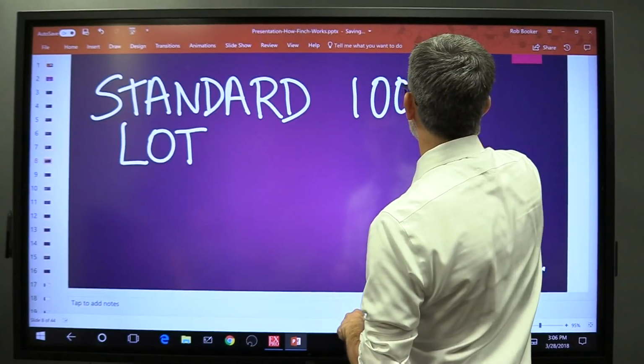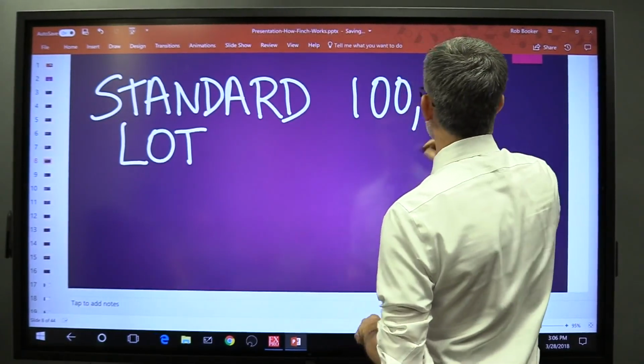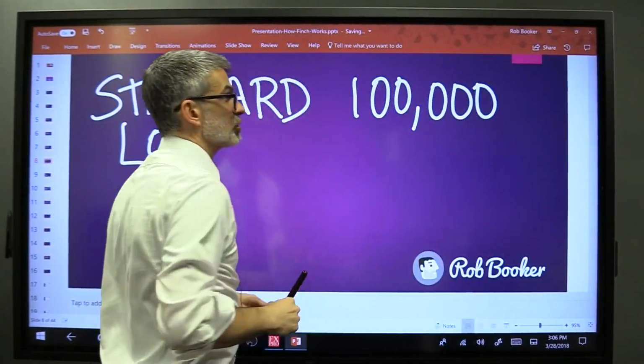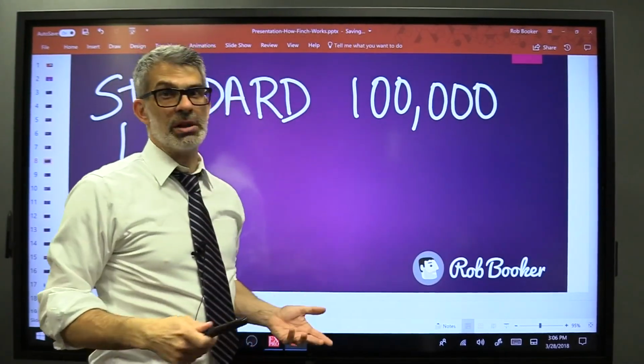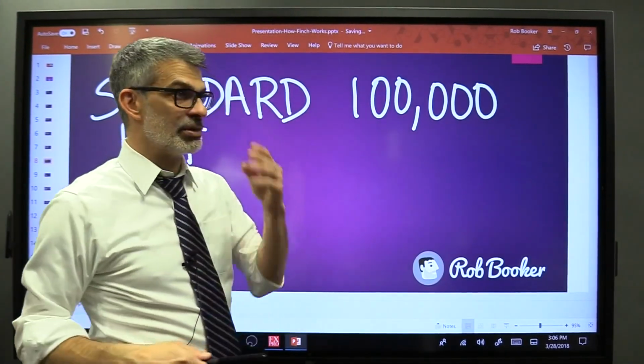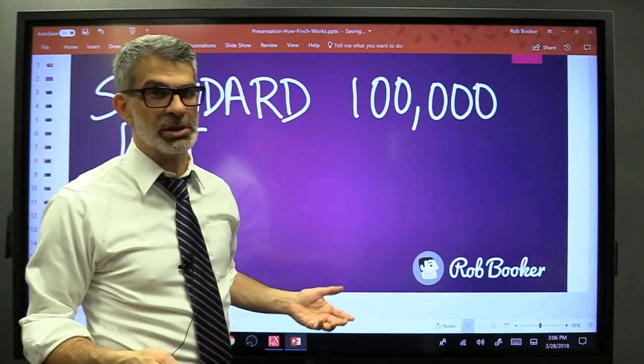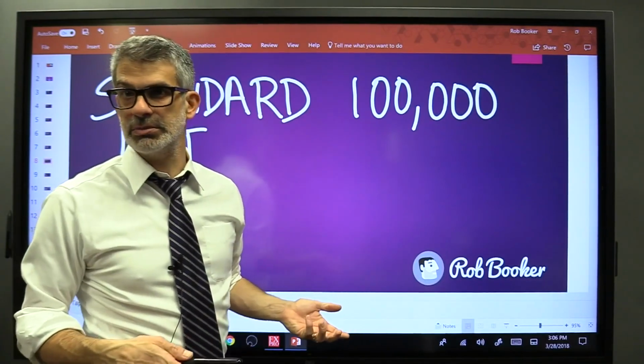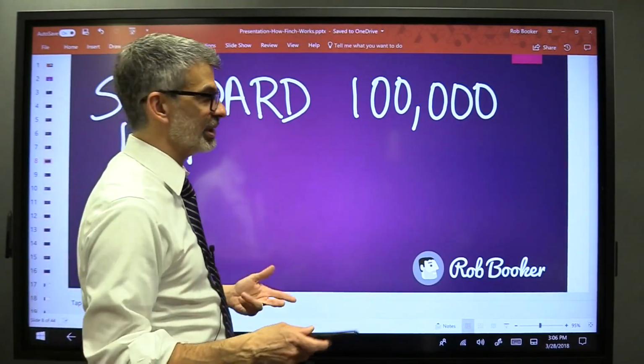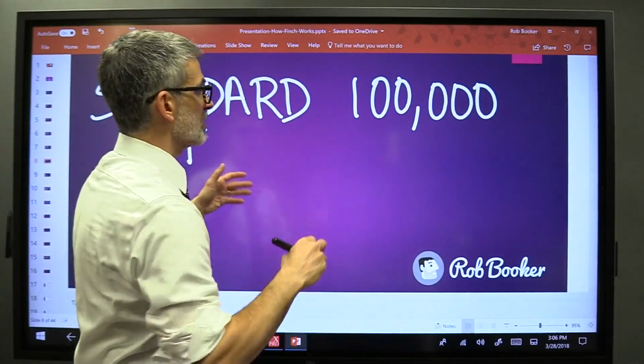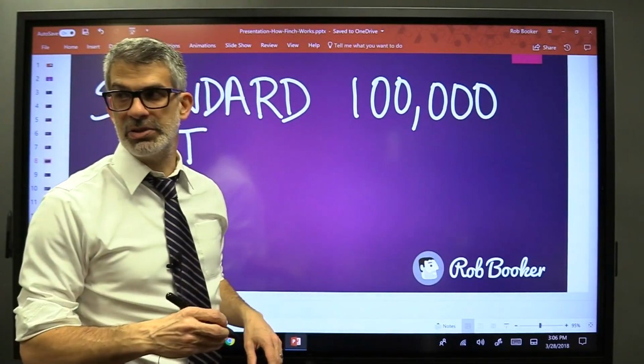100,000 units of currency. Okay, so you're controlling the euro dollar, for example. If you trade one standard lot, you're controlling $100,000 worth of euro US dollar. Sounds crazy, it sounds big. It's not really that big. Standard lot is 100,000 units of currency.